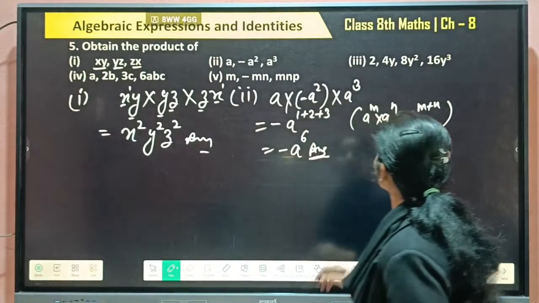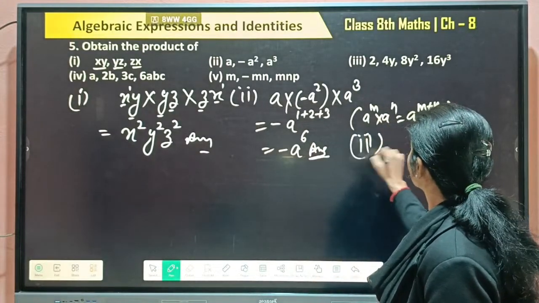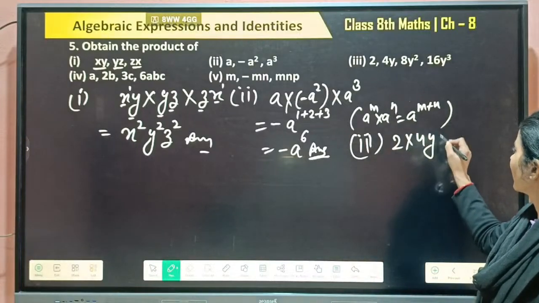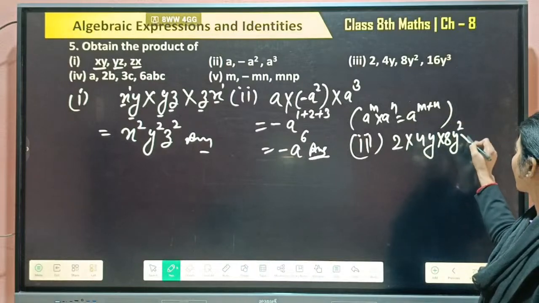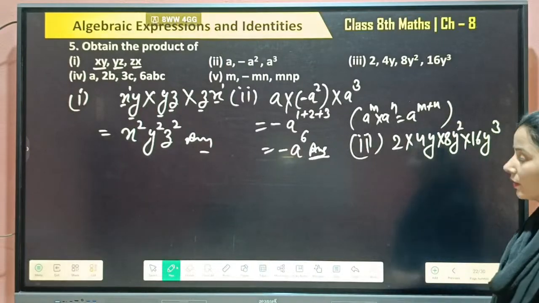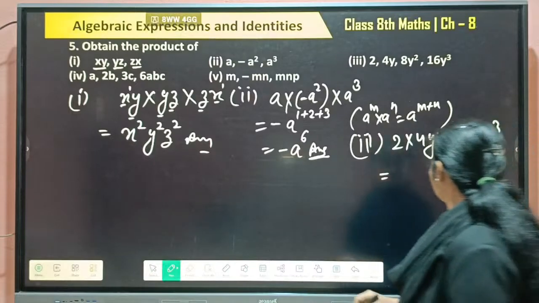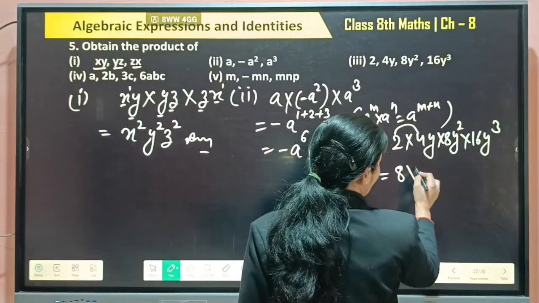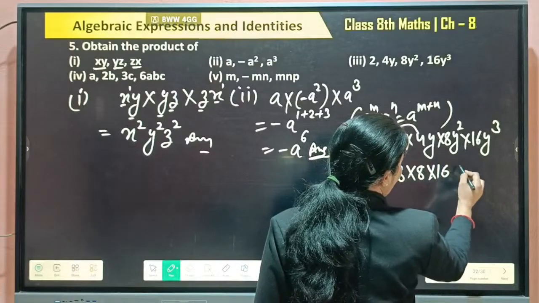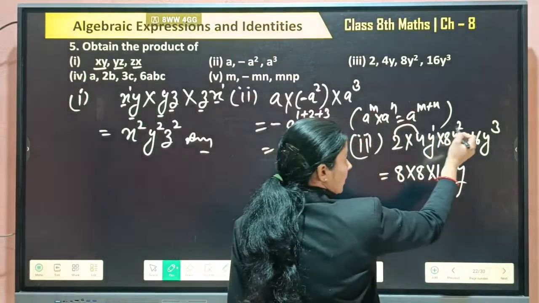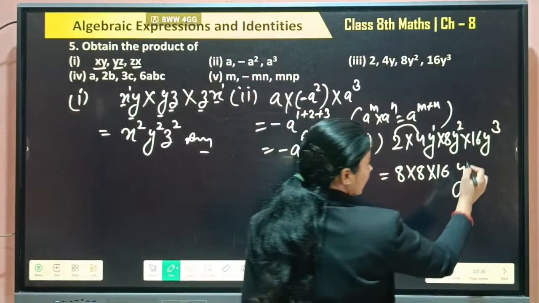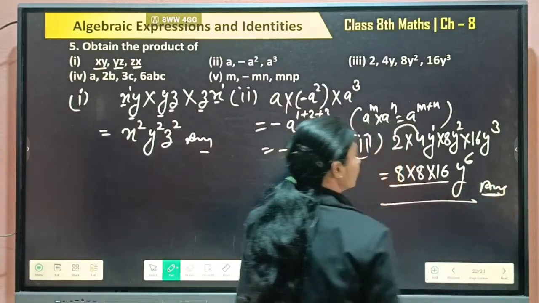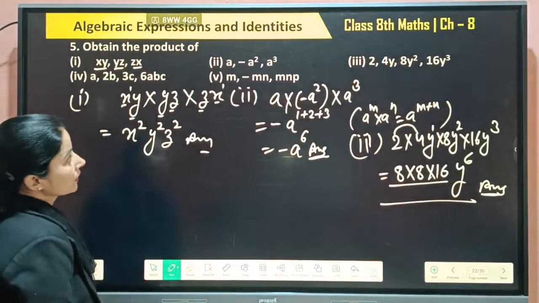Third part: we have to find the product of 2, 4y, 8y squared, and 16y raised to power 3. It will be 2 fours are 8, into 8, into 16, and y raised to power 1 plus 2 plus 3, which is 6. So you have to multiply this, and after multiplication you will get your answer. This is the product of the given terms.